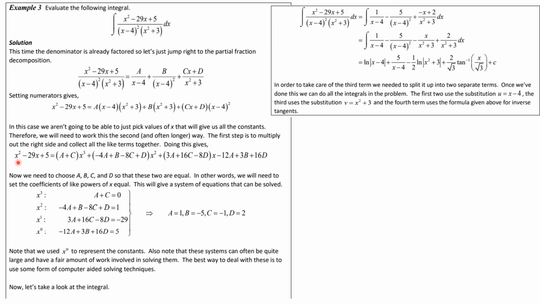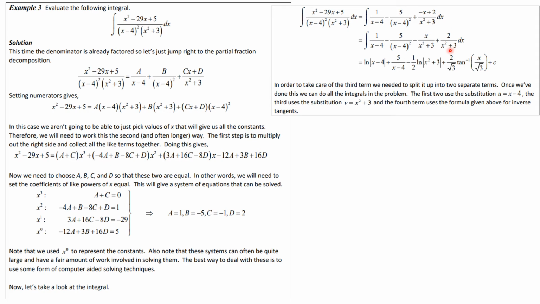The coefficient of x cubed is 0, so a plus c has to equal 0. So those are the first 2 equations. The coefficient of x to the 1, when you simplify it, was this, and that is minus 29. And the coefficient of x to the 0, which is the constant, was all these, and so that has to equal 5. So that is 4 equations in 4 unknowns. You have to be able to solve this. And so what you get is a is 1, b is minus 5, c is minus 1, and d is minus 2.